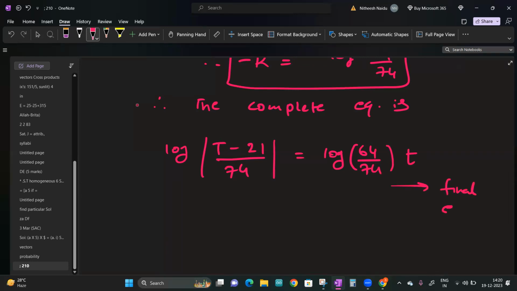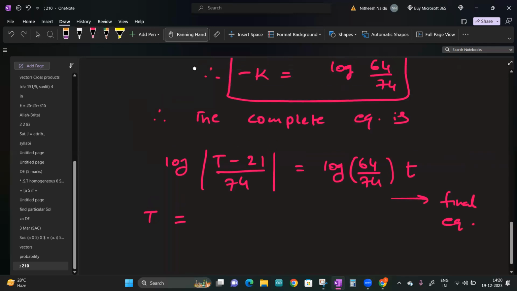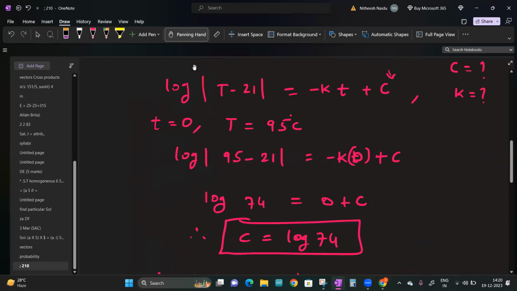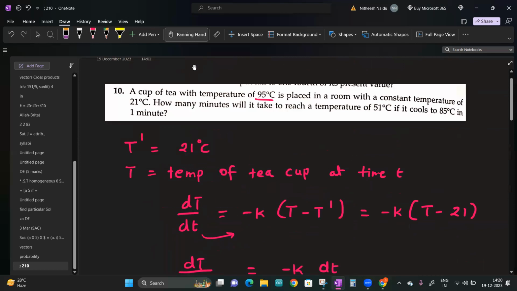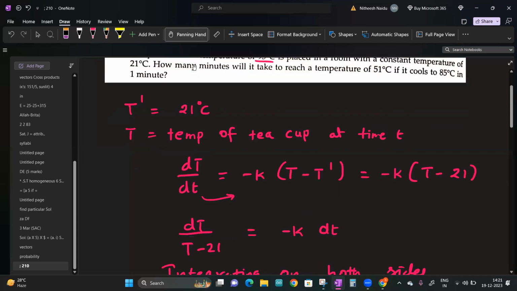You can use this final equation to get any value. Anytime you can calculate this part. So what is required now? What is the temperature he is asking in the question part? Check the question part. That was the clue. He is asking, look at this: how many minutes will it take to reach temperature 51? We need the small t value.